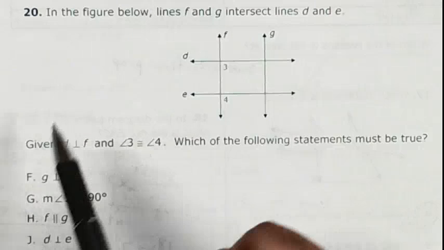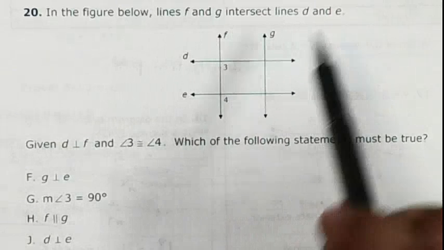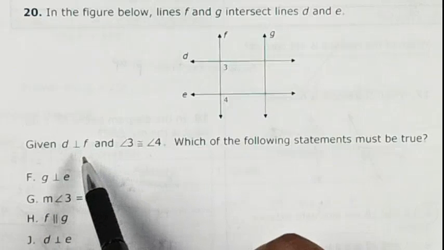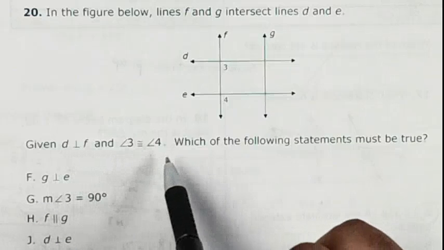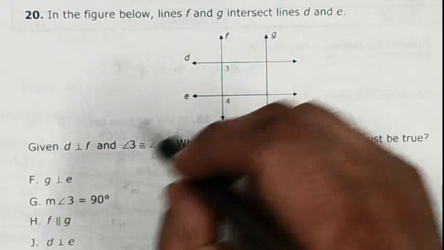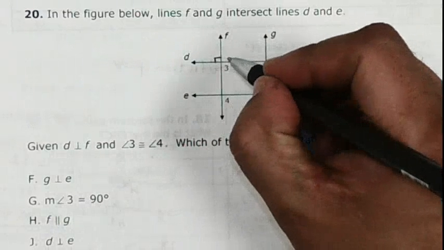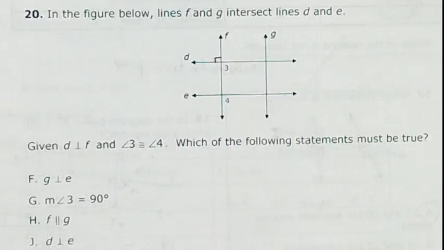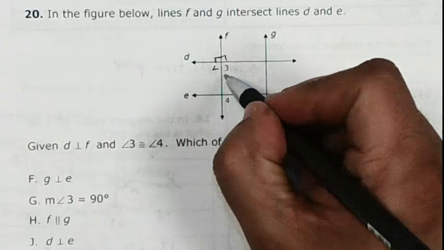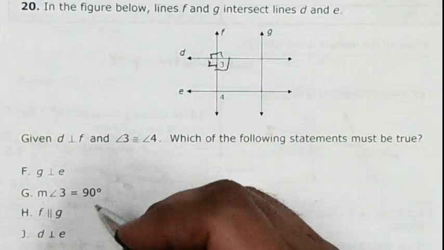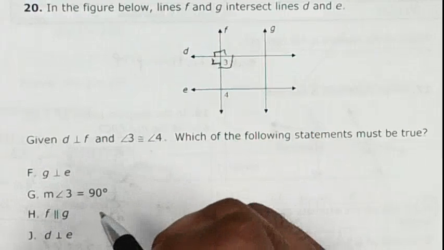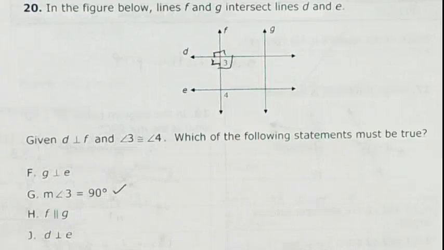Number 20 says in the figure below, lines F and G intersect lines D and E. I know that D is perpendicular to F, and I know that angle 3 is congruent to angle 4. Which of the following statements must be true? All right, so if they're perpendicular, that means that these two angles are 90 degrees, which means all the way around actually is 90, which does mean that the measure of angle 3 is 90 degrees.